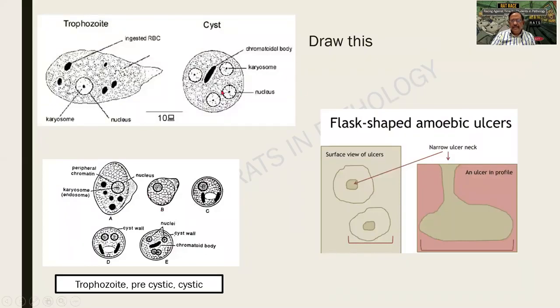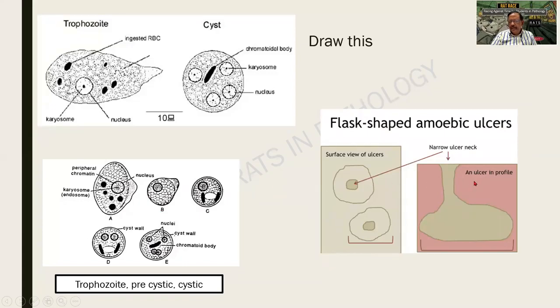These are the various stages of it. The trophozoite we should be able to remember, with the nucleus with the karyosome, the cytoplasm, then the RBCs and the phagocytic vacuoles. And these are the pre-cystic and the cystic stages. This is there in your parasitology text. Kindly go back and see.